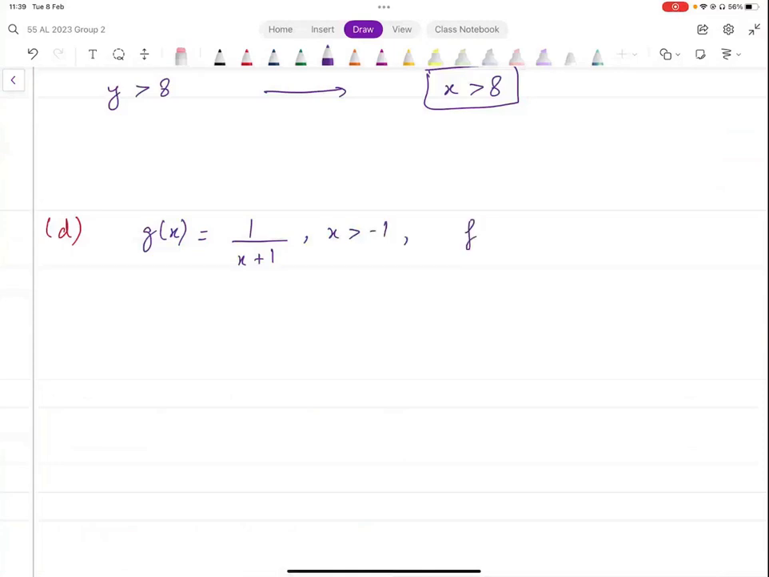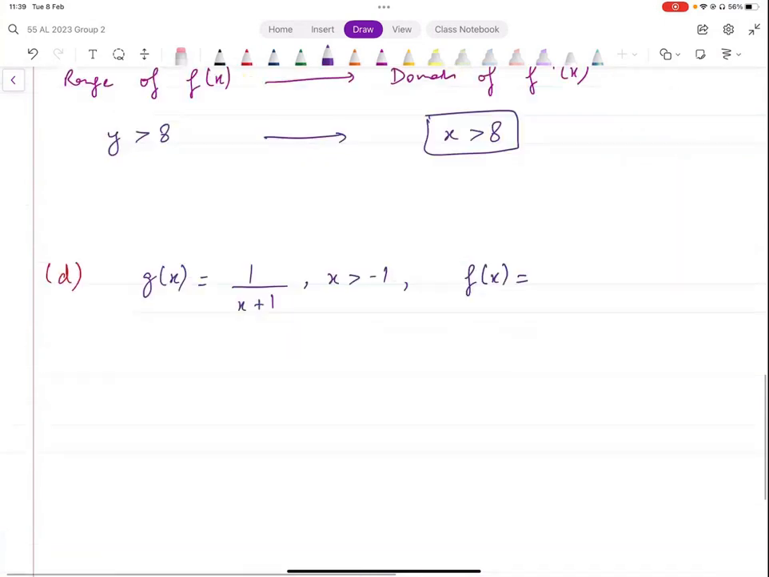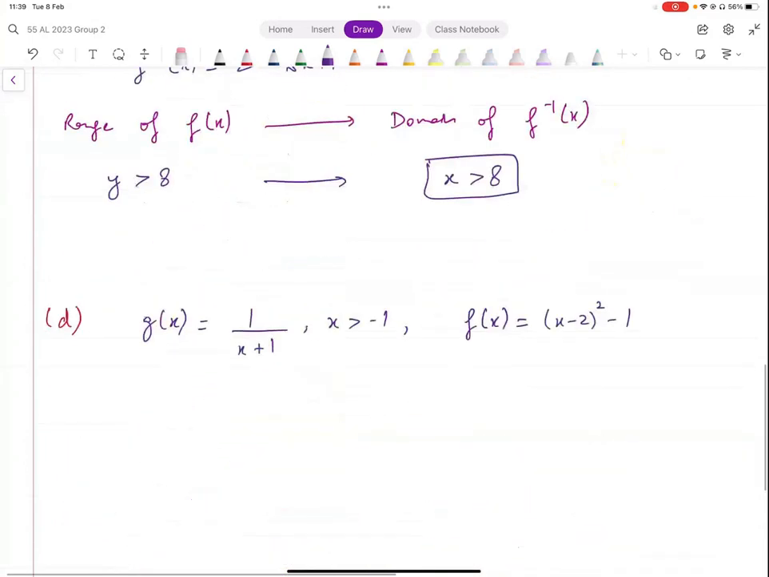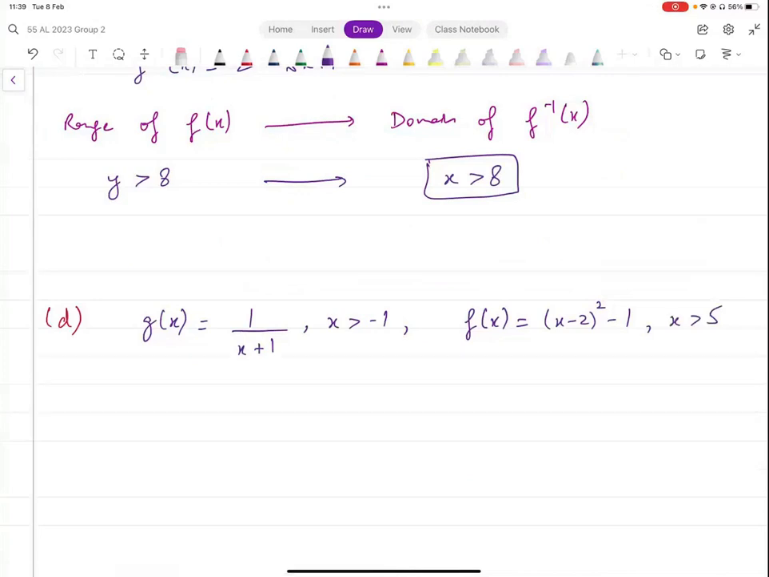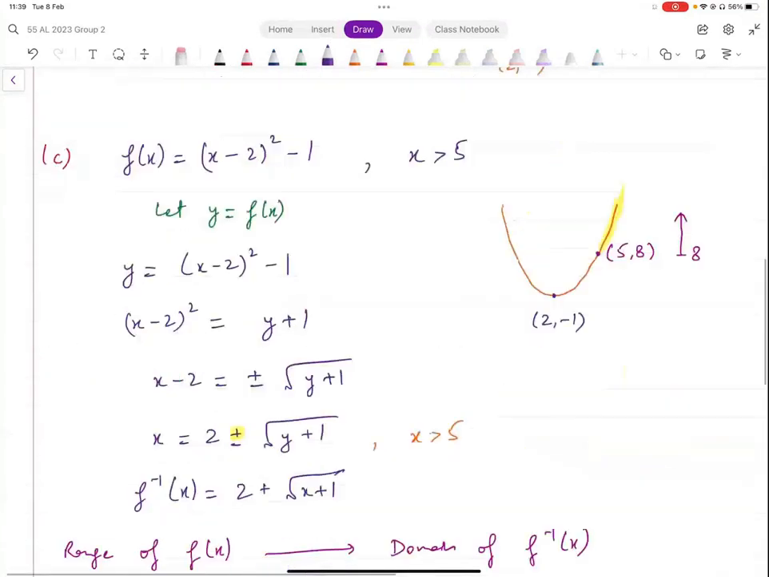And we have another function that's f of x, and that is equal to (x minus 2) whole squared minus 1. And the domain for this is x greater than 5. These are the two functions that we have. What do we have to figure out? We have to figure out an expression for gf of x and also state the range of gf. Range बतानी है gf की, पहले उसका expression निकालना, of course. So let's find gf of x.